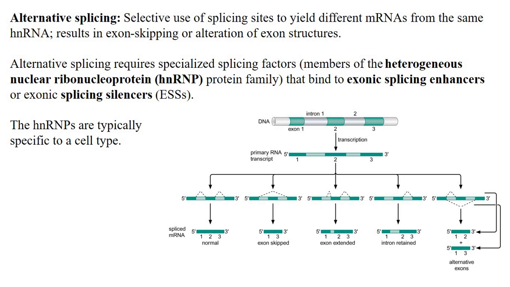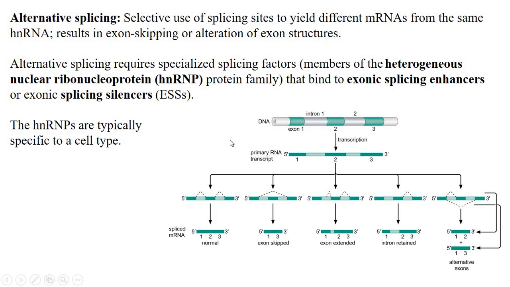Protein sequence can be shorter. You can have one protein coded by all 5 exons, and another coded by 4 instead of 5. So that's alternative splicing. It's the selective use of splicing sites to yield different mRNAs from the same heterogeneous nuclear RNA. It results in exon skipping or sometimes alteration of exon structures. So here are different examples of alternative splicing.